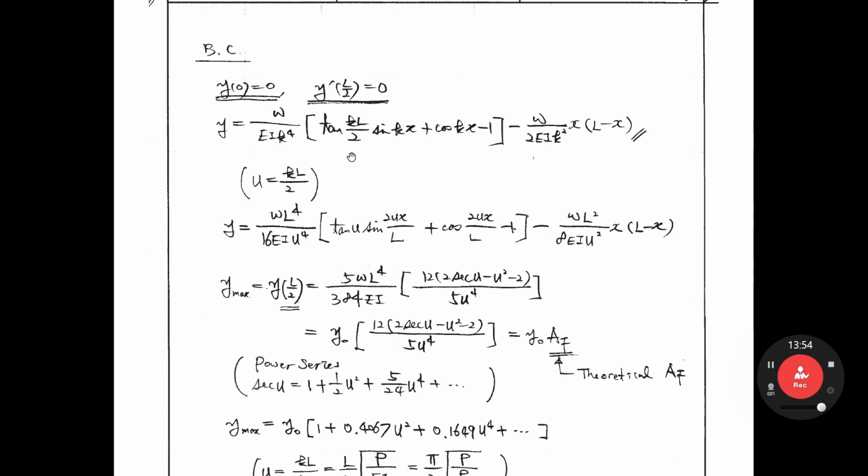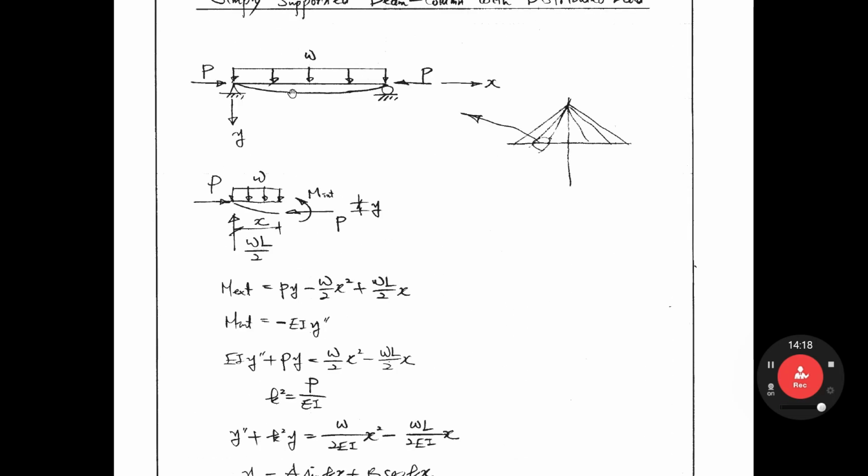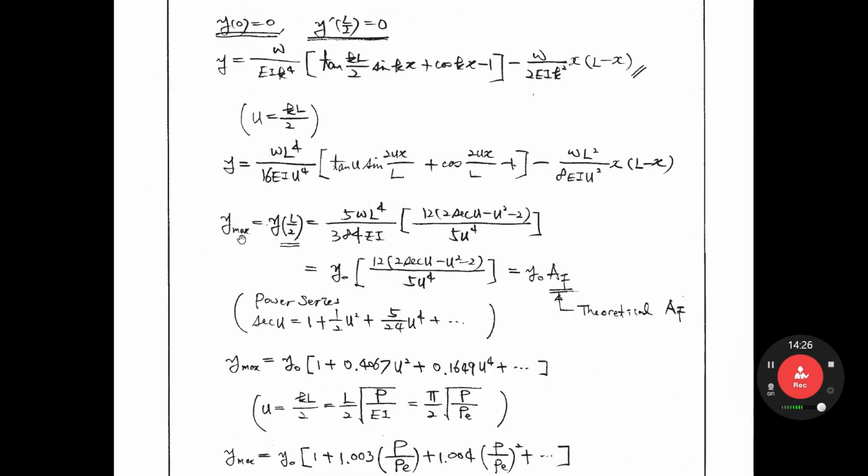This one, and then kL over 2 is u, k 2L over L, like that. Okay, so you can rewrite in terms of u instead of kL over 2. And then where can you get the maximum deflection? Here? Yeah, at mid-length. So let's calculate the maximum deflection, second order deflection. So y maximum equals y(L/2). From this equation, instead of x, if you input L over 2, then you get this equation.